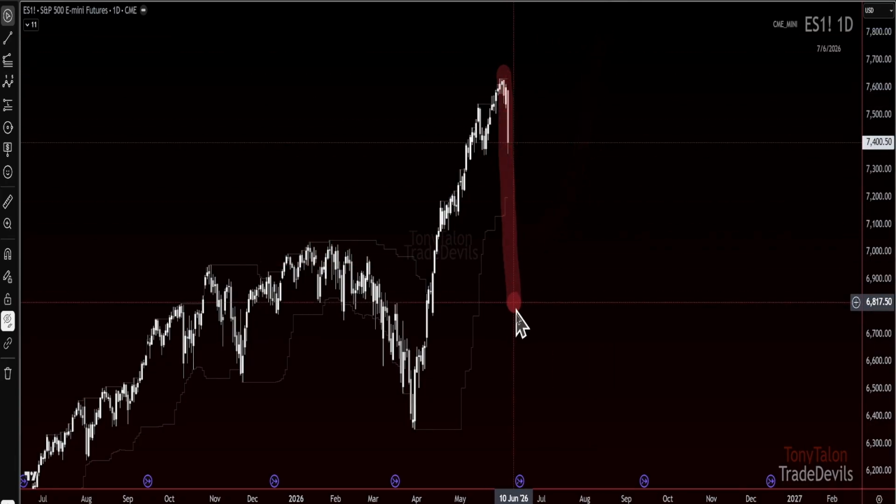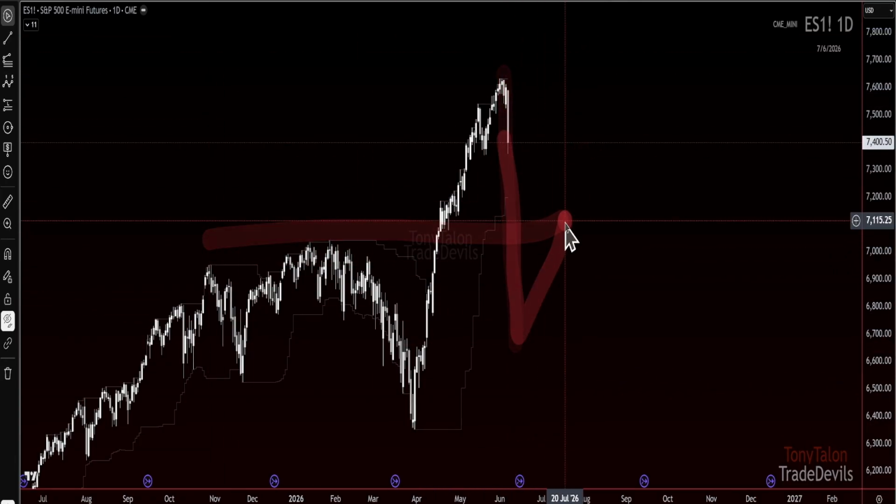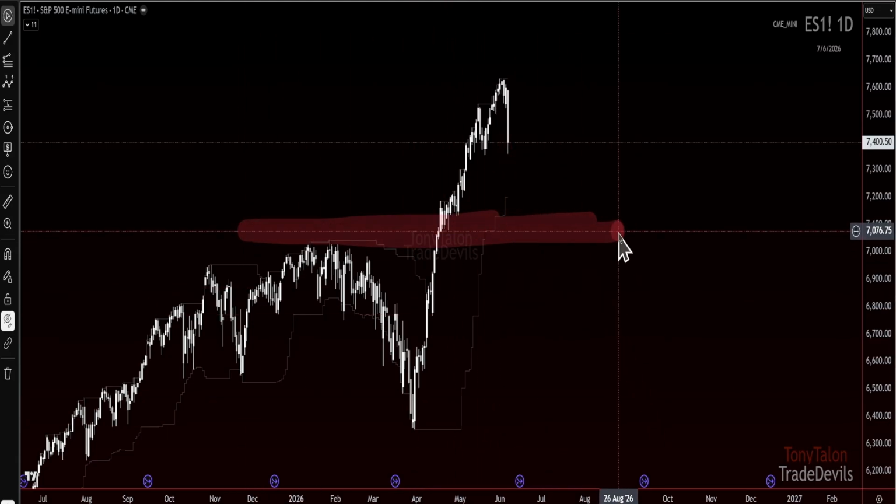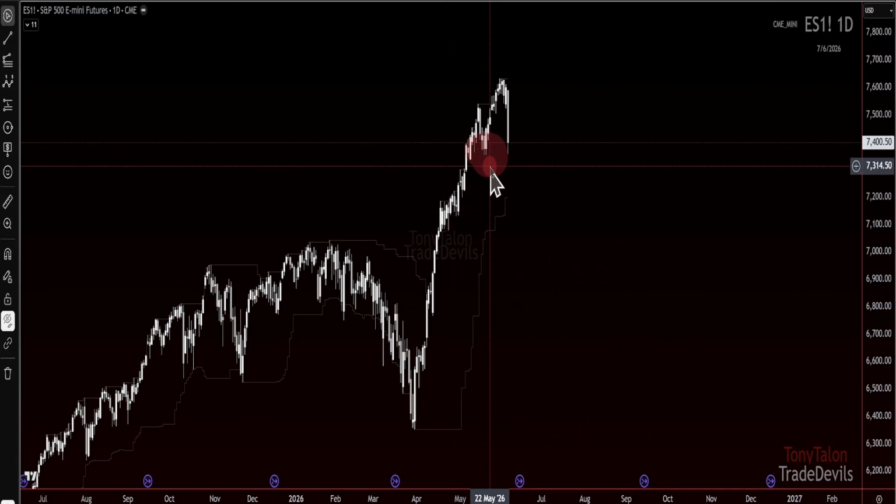Again, if we are done, we're going to break back below that, flip it into resistance, and then continue to the downside. So I think this is the main level to watch on the larger picture, down at 7K. That all starts with the break of this pivot here.